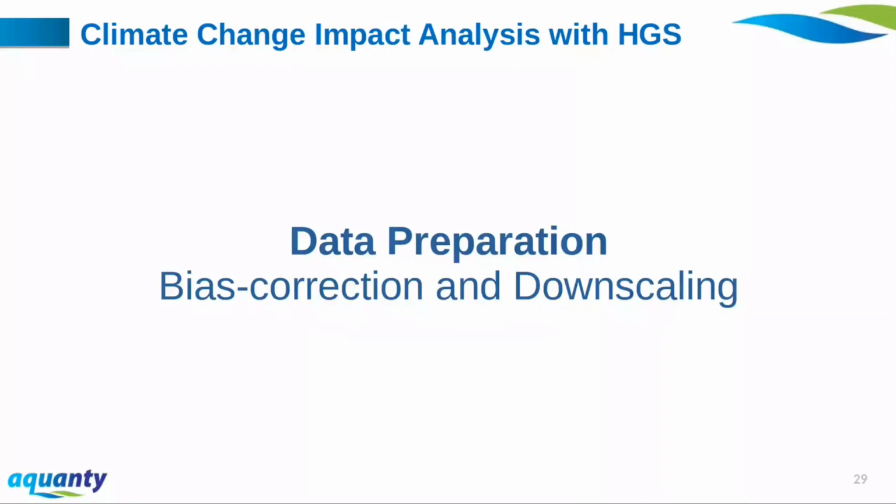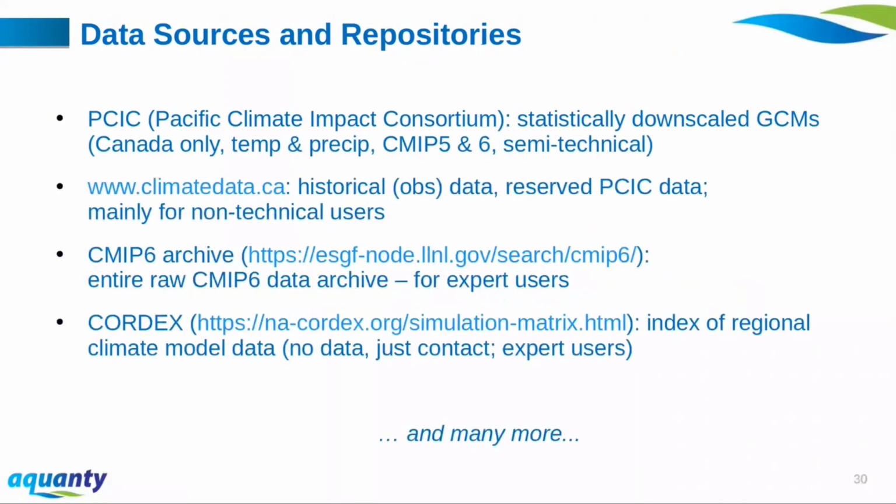So, data preparation, essentially just a few notes about bias correction and downscaling. To start you off, there are a lot of data repositories and data sources that you can use to get climate data. A lot of those, unfortunately, are just based on GCMs, so global climate models, with fairly coarse resolution. The Pacific Climate Impacts Consortium has a suite of statistically downscaled GCM projections. They're only for Canada, and only for temperature and precipitation. So that's a bit of a limitation.